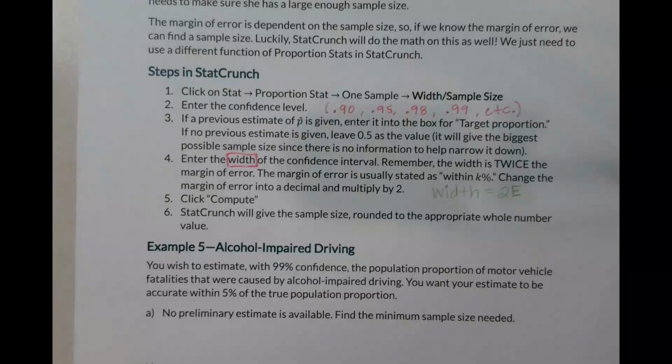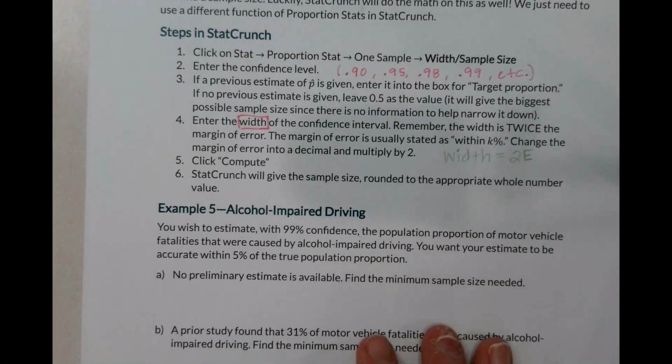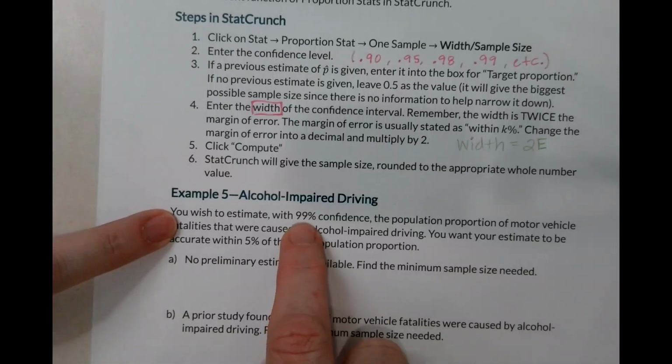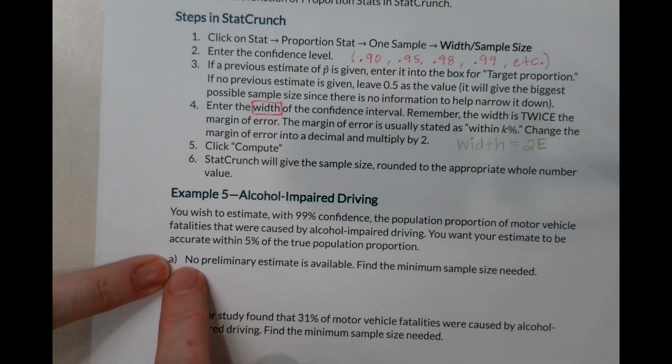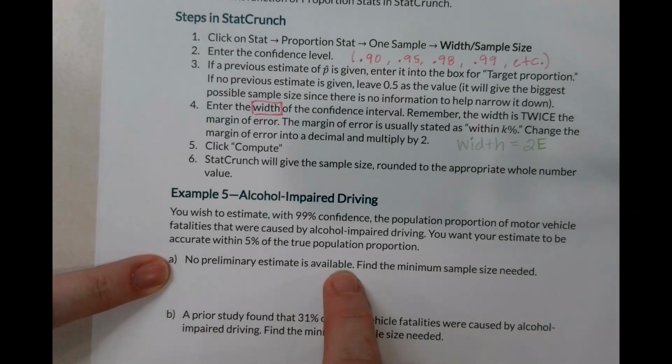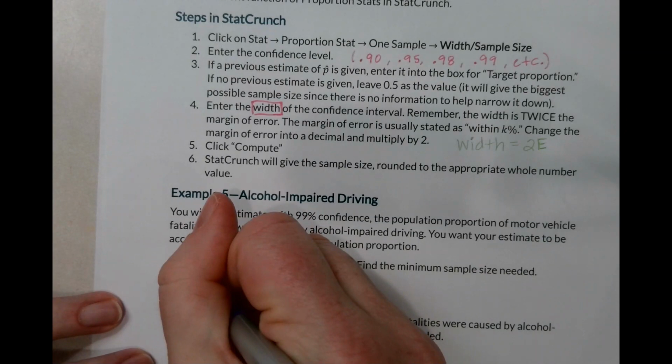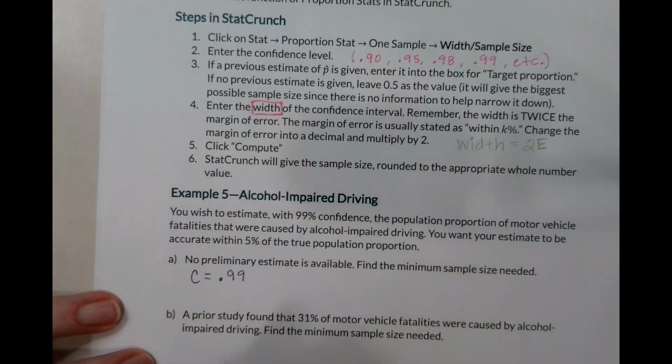All right, so let's take a look at our example. So we wish to estimate with 99% confidence the population proportion of motor vehicle fatalities that were caused by alcohol-impaired driving. You want your estimate to be accurate within 5% of the true population proportion. So we have our confidence level, and here we're told for part A there is no preliminary estimate available. So our confidence level can be 0.99.